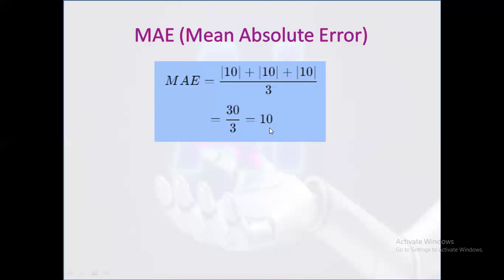Mean square error is the average of squared prediction errors, mod of 10 plus mod of 10 plus mod of 10. Because errors are squared, large mistakes are penalized more heavily. MAE gives simple and interpretable measures of prediction errors in the same units as the data. Lower MAE means better prediction accuracy. It is less sensitive to large outliers compared to squared errors.